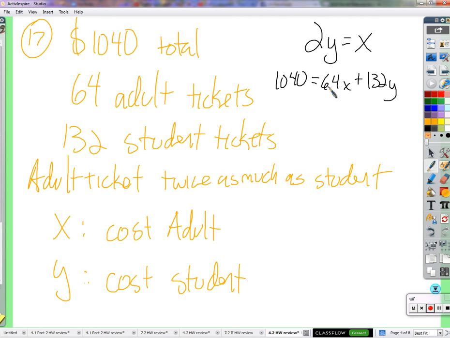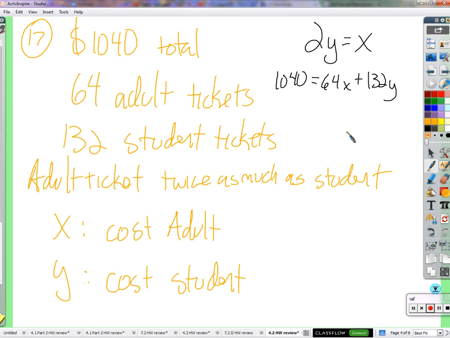What's 64? The number of adult tickets. Number of adult tickets sold. And what does x represent? Cost. Cost of what? The one adult ticket. Cost of one ticket times 64 tickets sold should be the total cost to the adults, right? Or the money made off of the adults. And here we go. 132 students times the cost of a student ticket should be all the money made off of students. Money made off of students plus money made off of adults should equal money.